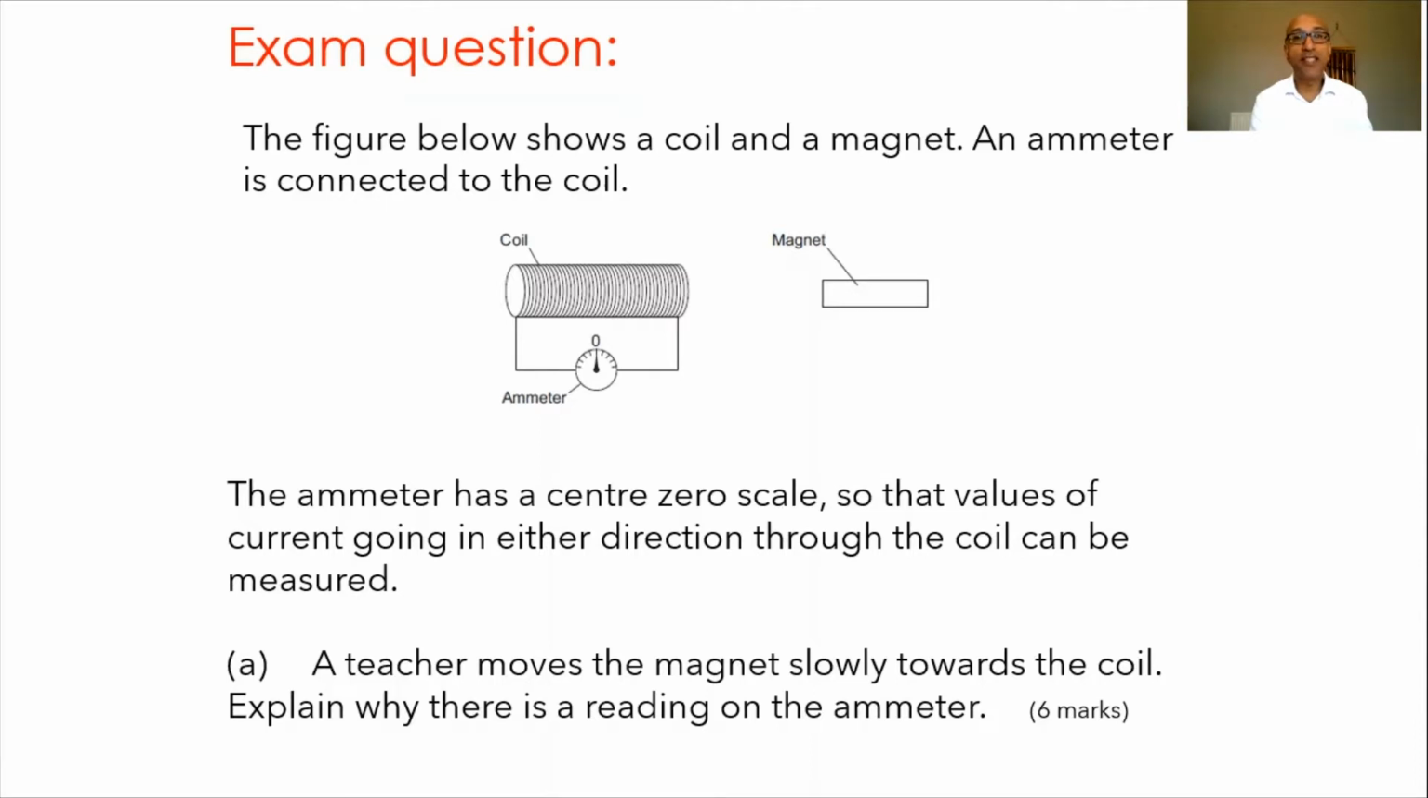Electromagnetic induction is quite a challenging concept for GCSE students. Some exam boards refer to it as the generator effect. Have a look at a typical 6-mark exam question. A coil of wire has been connected to a centre zero scale ammeter. Students are expected to explain why the ammeter registers a current when the magnet is slowly moved towards the coil. You can pause the video and have a go at this question. We will go through the answers later in the video.